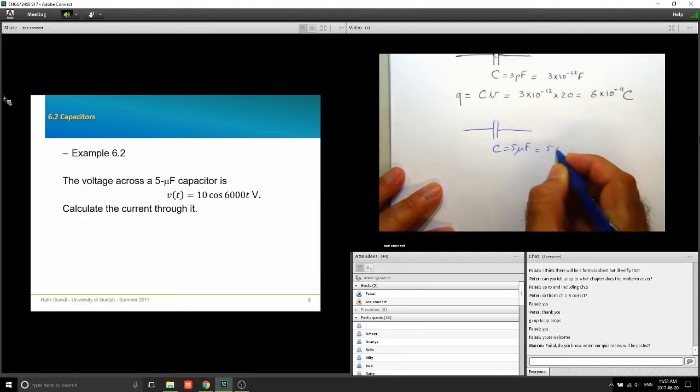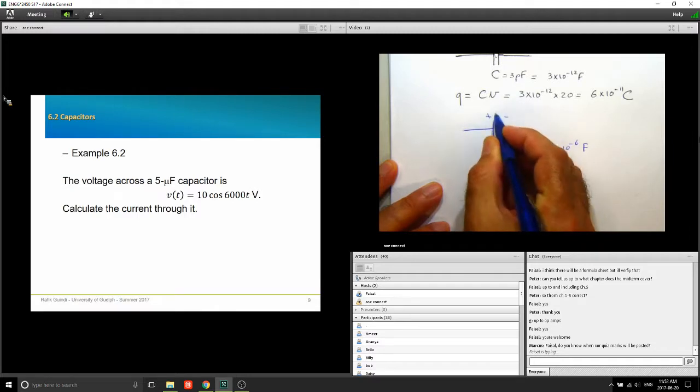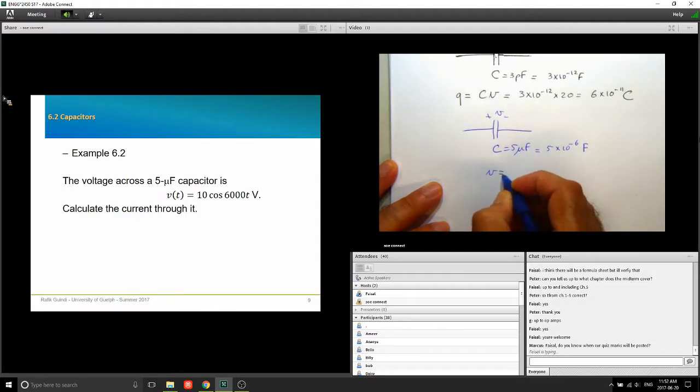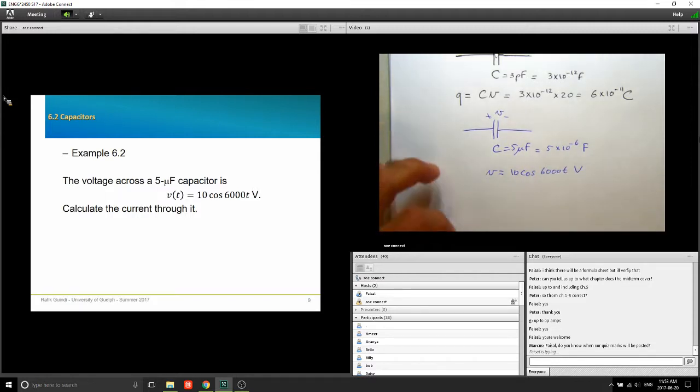Micro, that's 10 to the minus 6. And we have the voltage that's equal to 10 cosine 6000 t in volts. Now look at that. The voltage here is not a constant voltage, right? It's a voltage that's constantly changing because it's a sinusoidal function. So at any instant in time, the voltage has a value.